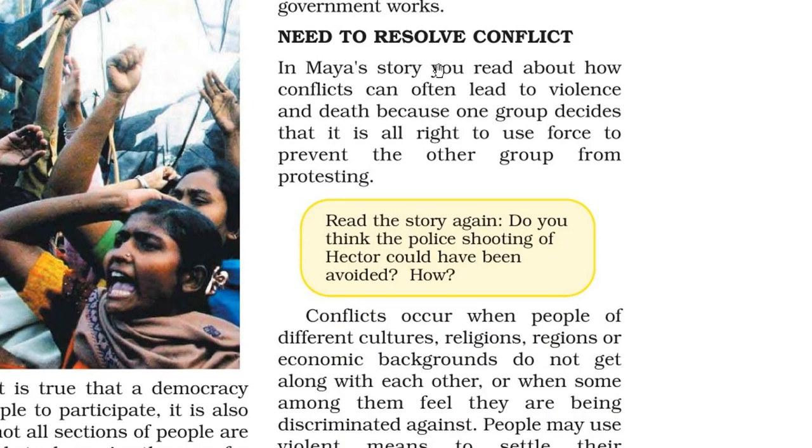The need to resolve conflict. As we saw in Maya's story, conflicts can often lead to violence and death, because one group decides that it is all right to use force to prevent the other groups from protesting.